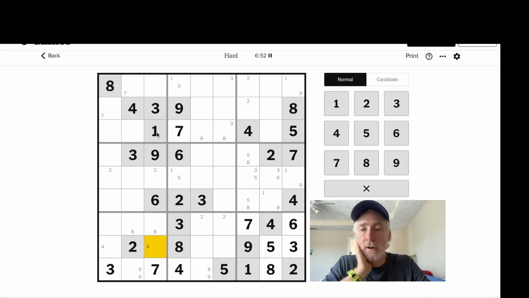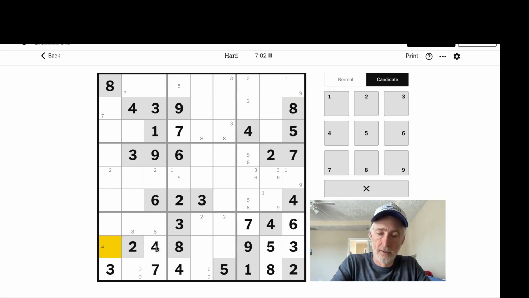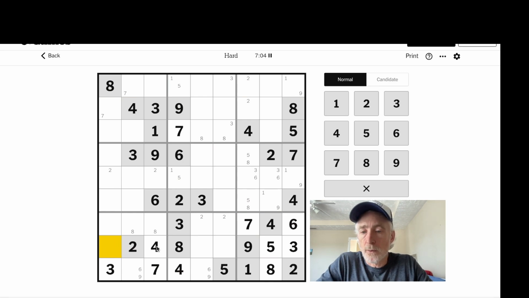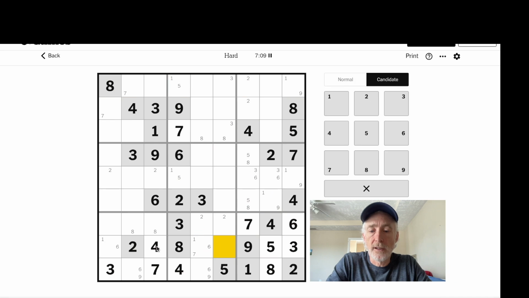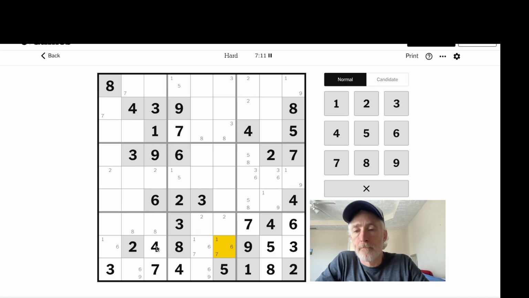Again, let's just go through it. 1, 2, 3, could be a 4, can't be 5, can't be 6, 7, 8, or 9. So it's a 4. And now it's down to 1, 6, 7. So this is just 1, 6. This is 1, 6, 7. This is 1, 6, 7.